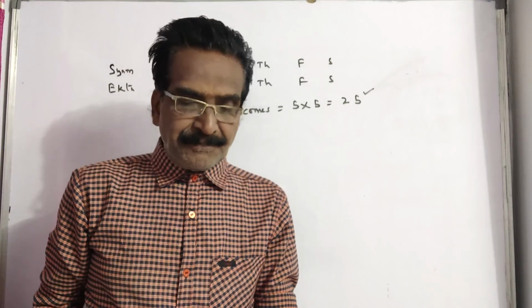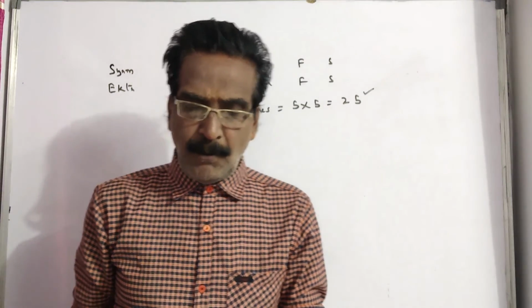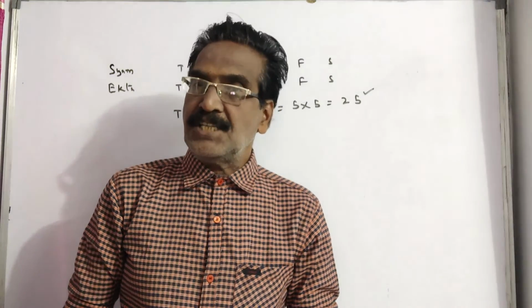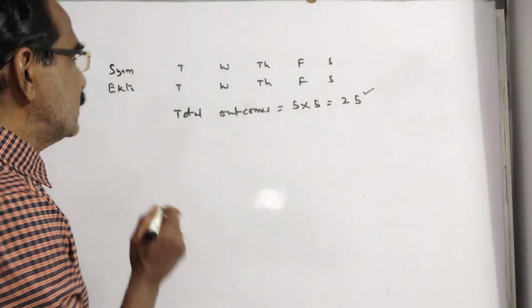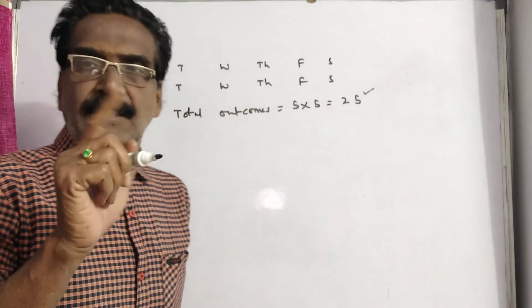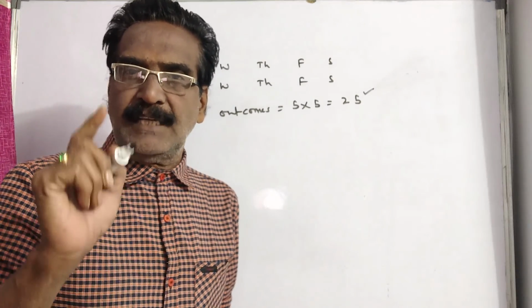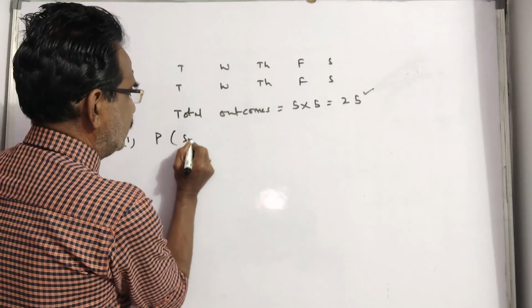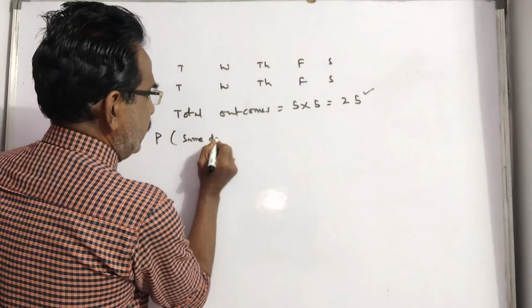First question: what is the probability that both will visit the shop on the same day? So, first question, probability of their visiting on the same day.